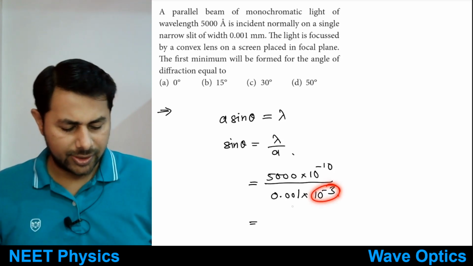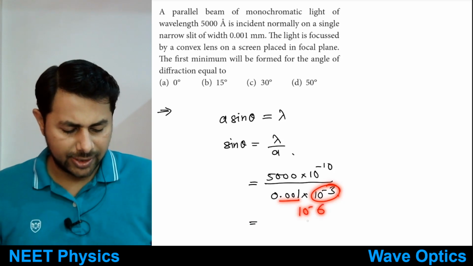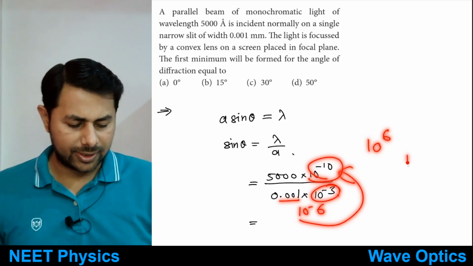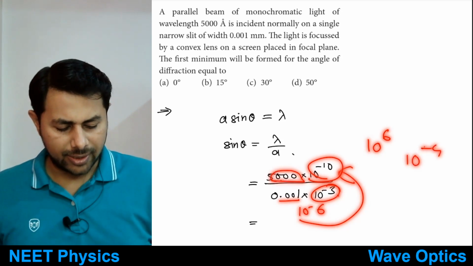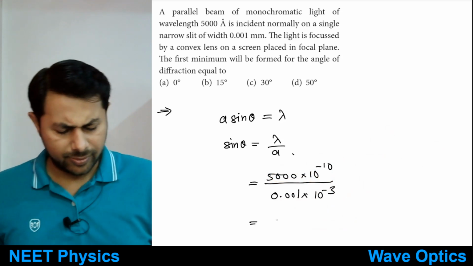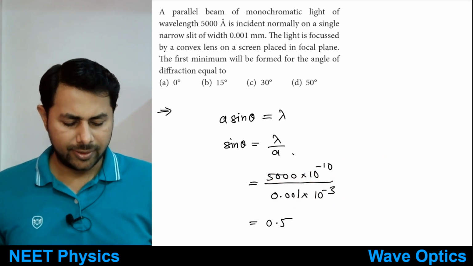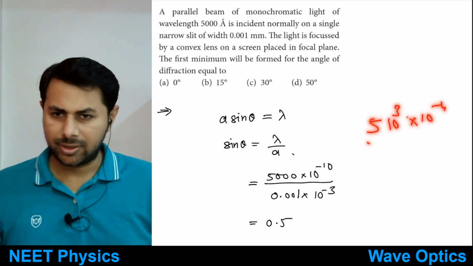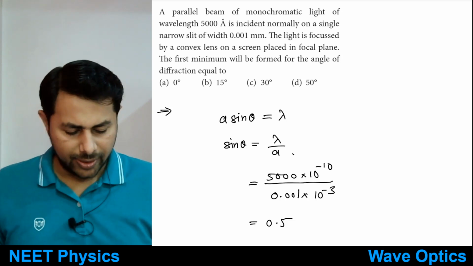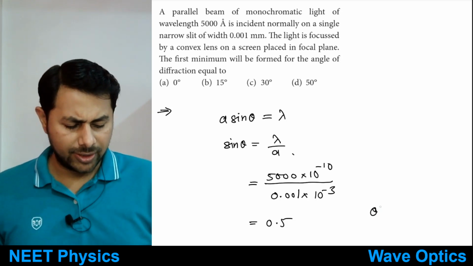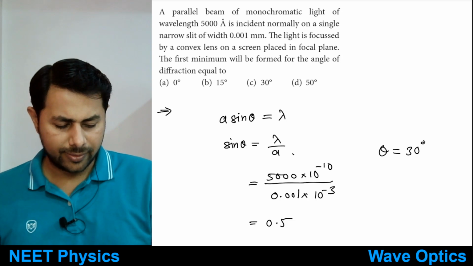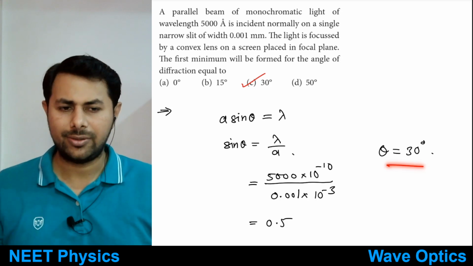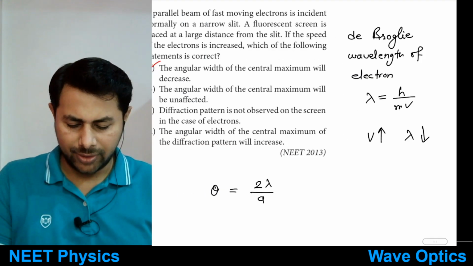So what is this? 10 raised to minus 3 minus 3, minus 6, goes to the numerator, it becomes 10 raised to plus 6. 10 raised to minus 10 plus 6 is 10 raised to minus 4, and 5000 into 10 raised to minus 4, so it is 0.5, right? Or 5 into 10 raised to 3 and 10 raised to minus 4 means 5 into 10 raised to minus 1. So it's 0.5. Sine theta is 0.5 means theta is equal to 30 degrees. Right? So again, a simple question. Then let's move on to the next topic.